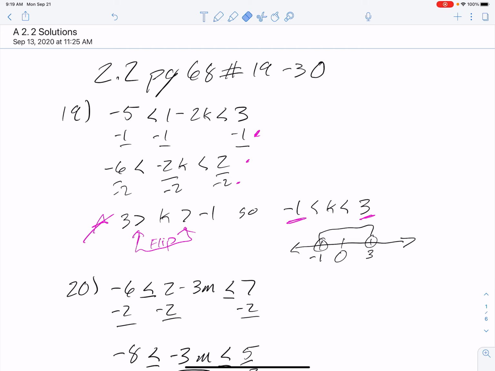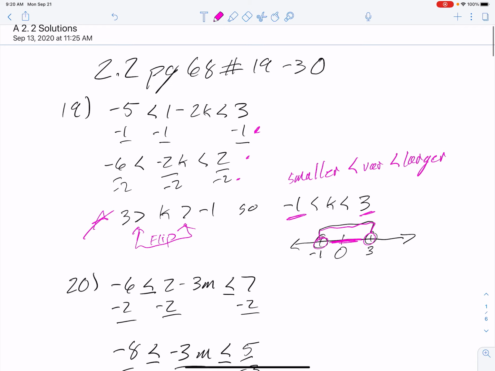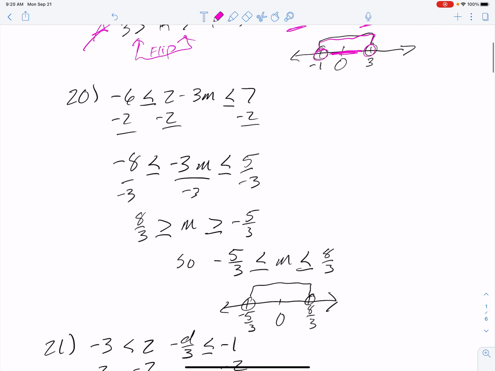And since it fits into that format with the smaller value less than the variable, less than the larger value, we know that our areas are going to overlap. I'm able to sketch my graph. Again, if you prefer to draw the line in the middle on the number line, that's fine. I sketch above just for clarity. All right, number 20, same thing.